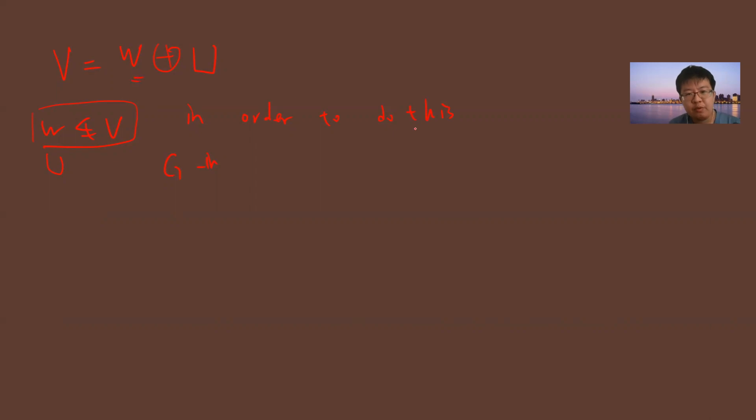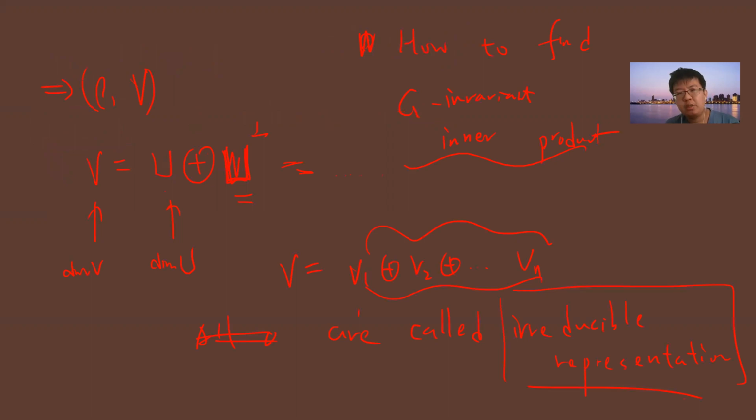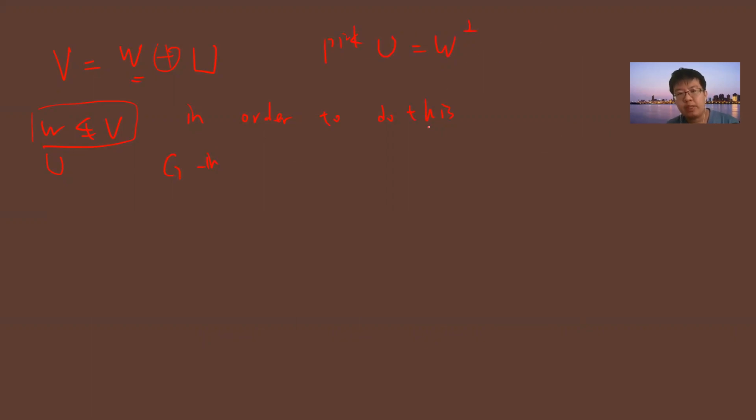So if you have a G-invariant inner product and you have W, then you can just pick U to be the W complement with respect to the inner product. Then this decomposition matches trivially by linear algebra. And in the previous video we also easily proved that this W complement with respect to the G-invariant inner product is also a G-invariant subspace. So all we need to show is that the G-invariant inner product exists.